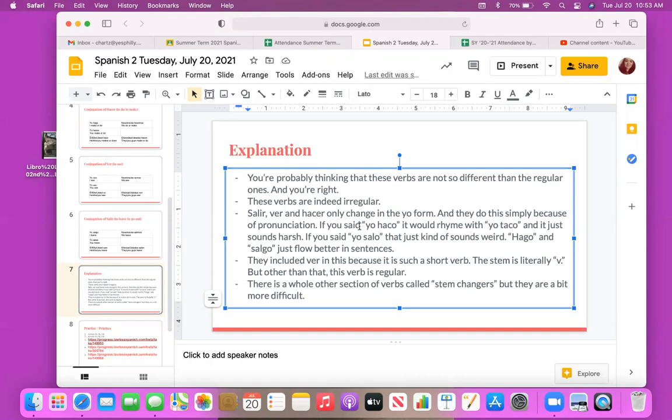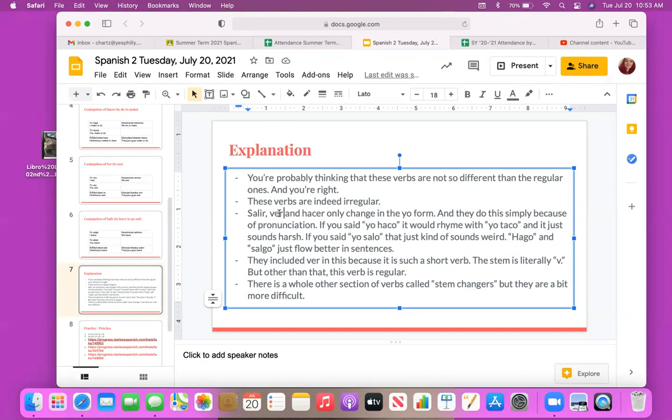If you wouldn't change it and you would say yo hako, it would rhyme with yo taco, and that's just really weird. If you use that in a sentence, it would sound very harsh and very forced. So that's why they don't say it. And then you could say yo salo, which sounds weird too. So hago and salgo just flow better in sentences, and that's literally why they do it, for pronunciation.